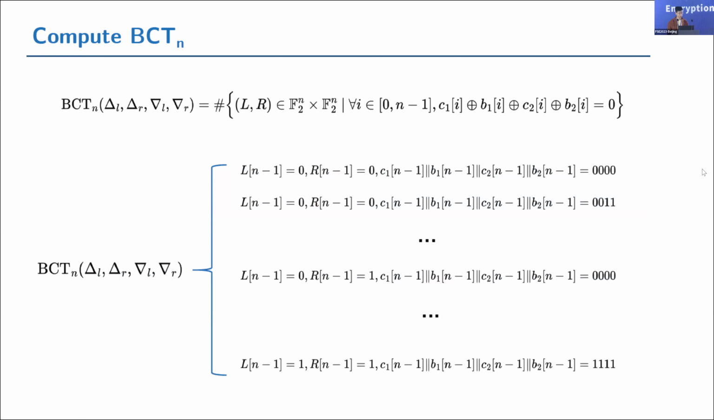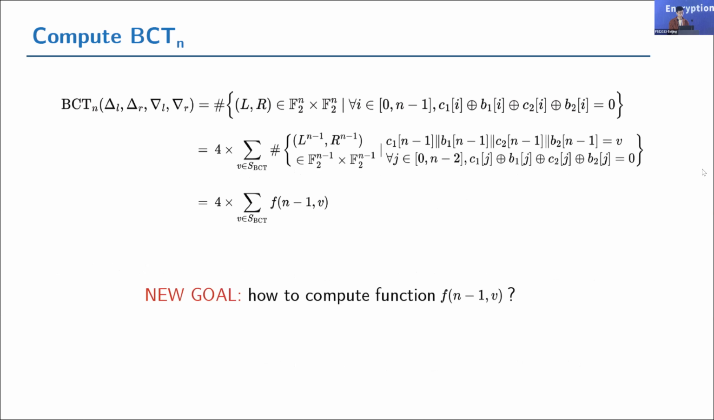Based on these observations, we can partition the definition of the BCT into several subsets by the values of the bits of L and R and these 4-bit strings. Since all values of the bits of L and R are valid, we can sum up all of the cases into a new form. Here we define the new function f to represent the rightmost part because the original part is too complicated. Okay, now our goal turns into how to compute the function f.